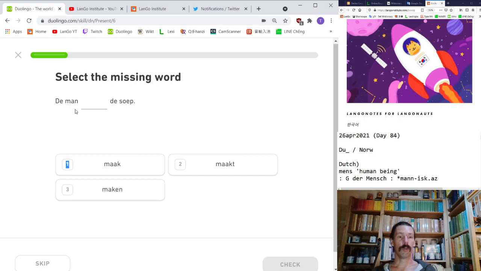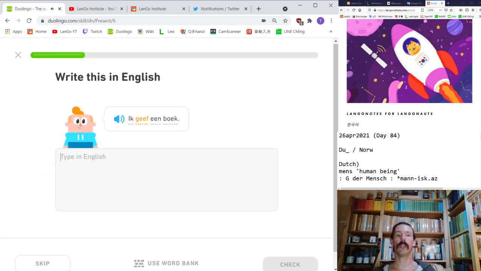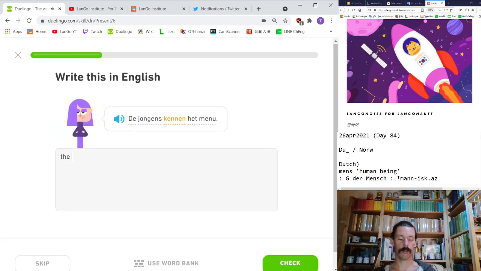So here we've got two. De man, de soep. De man maakt. The verb's got to agree with the subject, which is first there. Ik geef een boek. Geef een boek seems a little incomplete, unless it was clear to whom it was being given. De jongens kennen het menu. De jongens, the boys, kennen het menu.